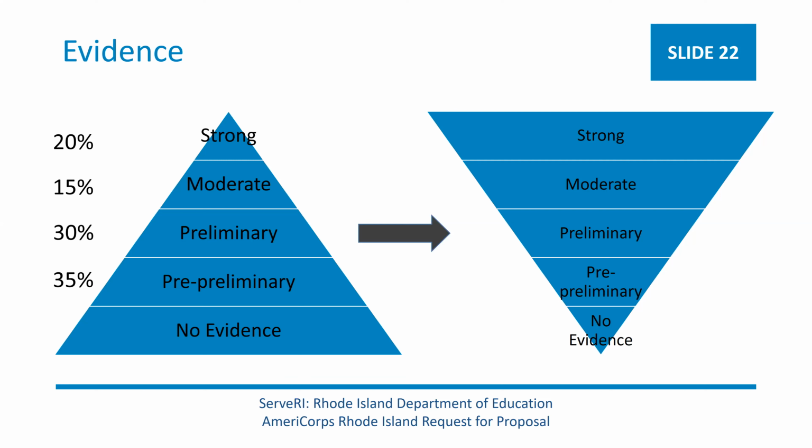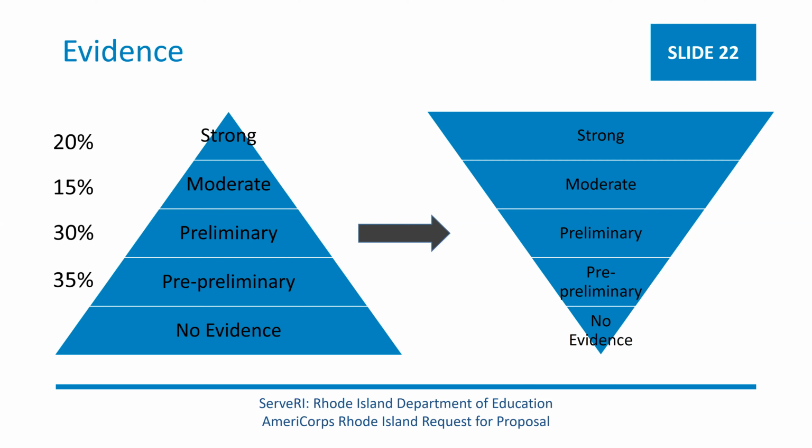So let's talk evidence. Evidence is the best. We have always said from the beginning that AmeriCorps grants are awarded to organizations proposing to engage AmeriCorps members in evidence-based or evidence-informed interventions. Your application is really strengthened if it's rooted in analysis of your own program data and published social science. AmeriCorps reported last year that among all awarded applicants, their assessment of evidence was 20% strong, 15% moderate, 30% preliminary, 35% pre-preliminary. Don't worry, we're going to define those.